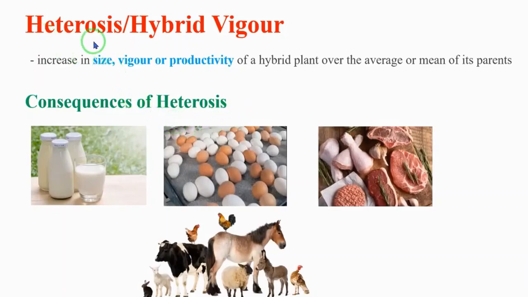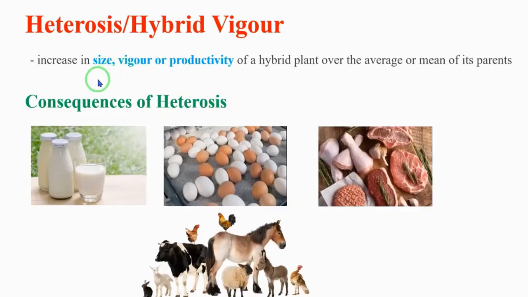The next one is heterosis or hybrid vigor. The superiority of the hybrid obtained by crossbreeding is called heterosis or hybrid vigor. So what is heterosis or hybrid vigor? The superiority of the hybrid obtained by crossbreeding is called heterosis or hybrid vigor.